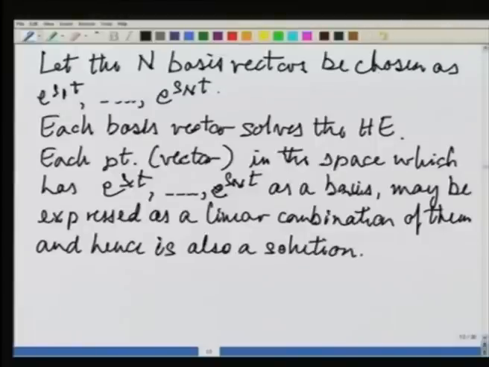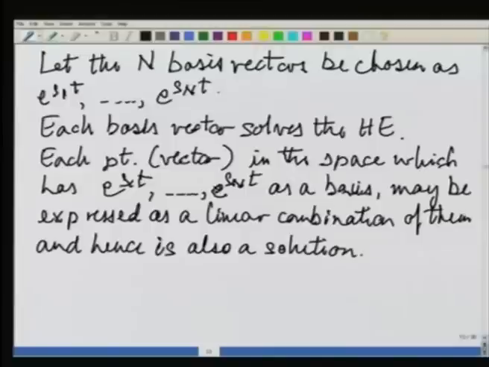So, we have constructed a vector space whose basis vectors are the fundamental solutions, the most basic solutions we got, e to the S1t, e to the S2t on up to e to the Snt. And we have found that every point in the vector space which has this set of vectors as a basis will also be a solution for the same homogeneous equation.